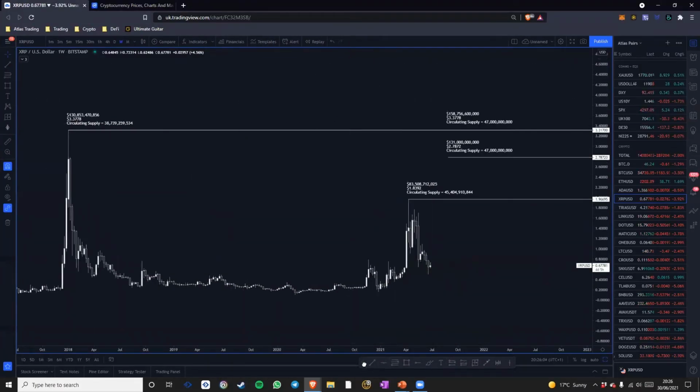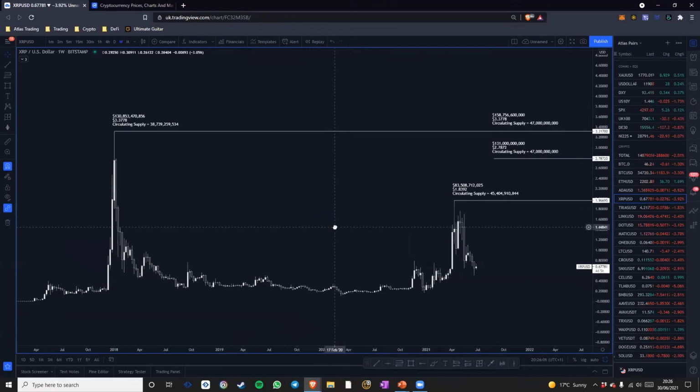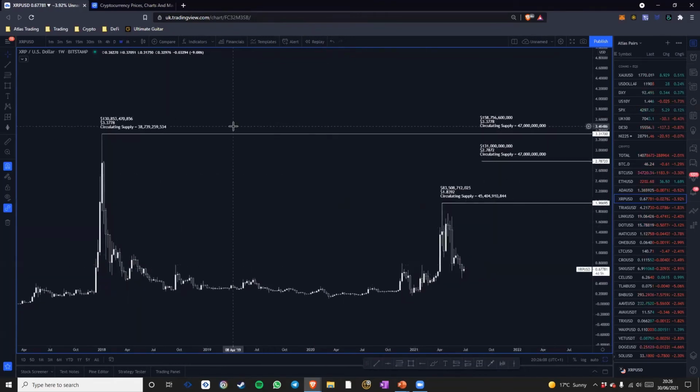Now, I'll bring over TradingView just so that we can take a look at XRP for an example. And the reason I'm using XRP is because, to be honest, it's one of the most well-known projects among retail investors. It's a project that I get asked about a lot with price targets and stuff.